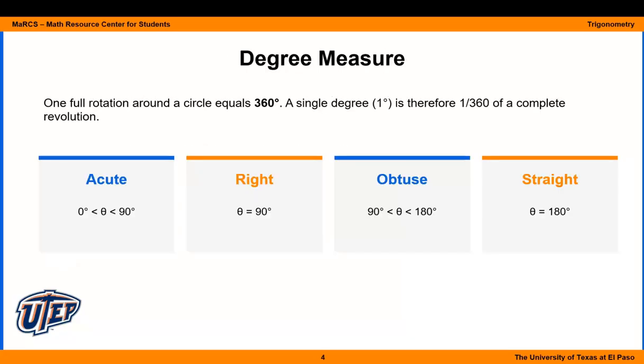One way to measure angles is using degrees. A full rotation around a circle equals 360 degrees. So 1 degree represents 1/360th of a complete revolution.